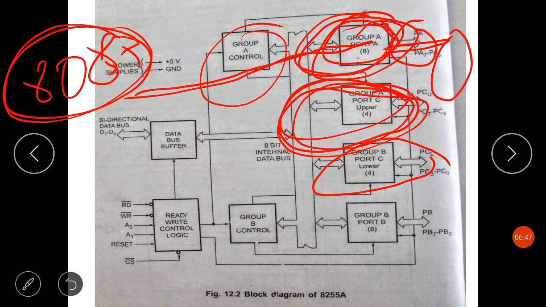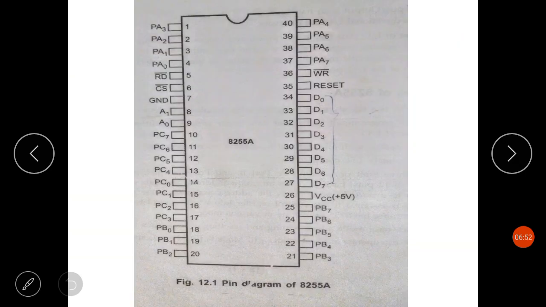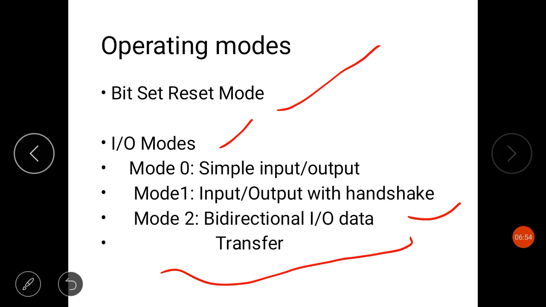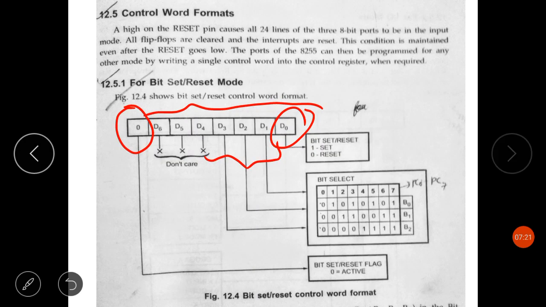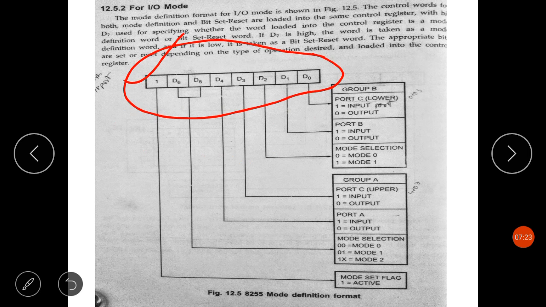Now let's see the control word for input output mode. As I've told you, in input output mode we have three modes: mode 0, mode 1 and mode 2. This is the control word that the microprocessor is going to send to 8255, that is the programmable peripheral interface. Whenever the microprocessor sends the 8-bit control word to the programmable peripheral interface, depending upon the most significant bit, if it is 1 then it is the control word for input output mode, and if it is 0 then it is a control word for bit set or reset mode. So if it is 1 it is for input output mode.